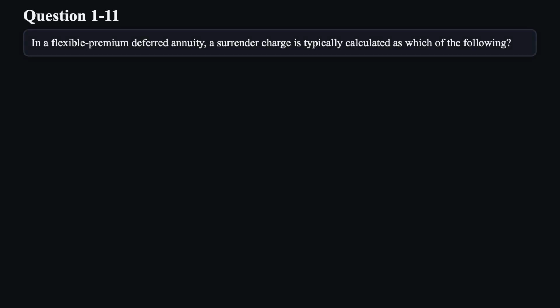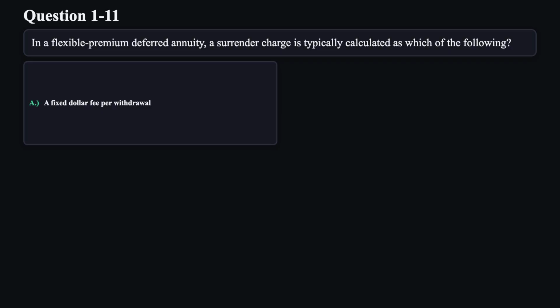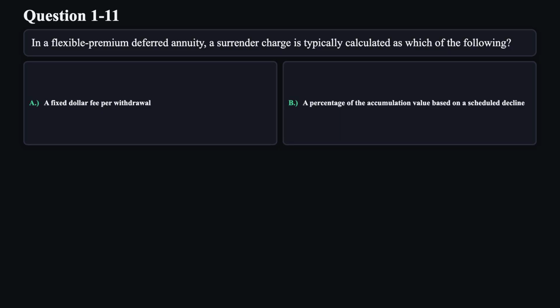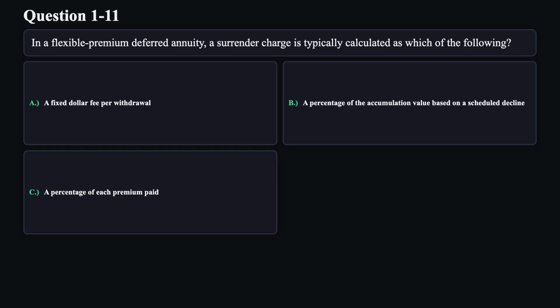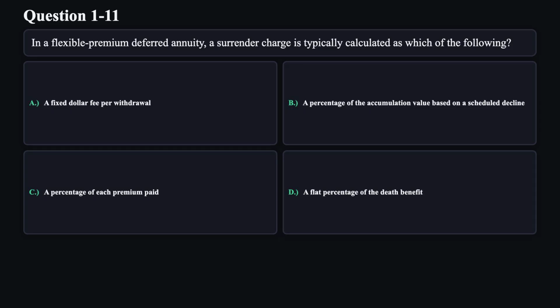Question 11. In a flexible premium deferred annuity, a surrender charge is typically calculated as which of the following? A. A fixed dollar fee per withdrawal. B. A percentage of the accumulation value based on a scheduled decline. C. A percentage of each premium paid. D. A flat percentage of the death benefit.